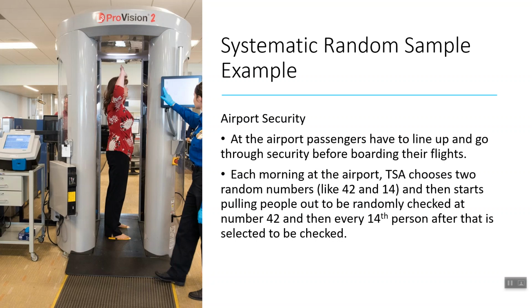So we start randomly at number 42, and then we count, and once we get to 14 people after that, that person gets selected. Then we count again. Once we get to another 14, we select that person. And all these people that are selected, that is our sample that's randomly checked for an extra security check.